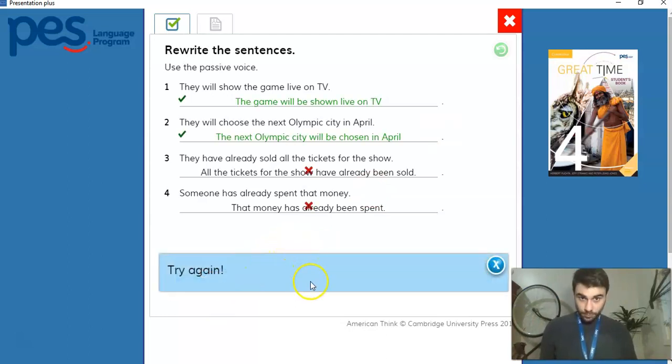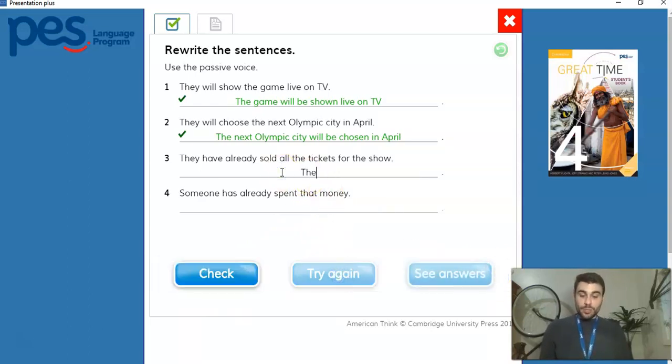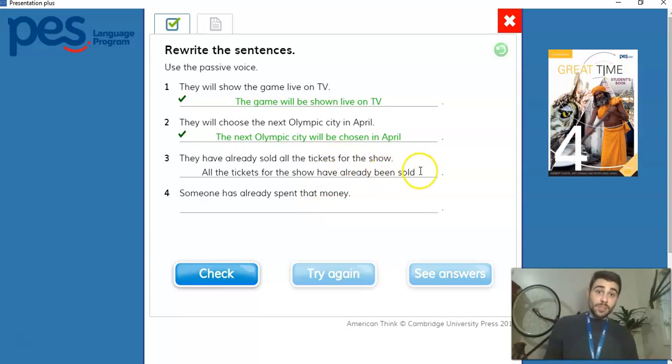Wow. Let's see. Here I know what's the problem. Here was the verb. I forgot to put the end. So, all the tickets for the show have already been sold. They have already sold all the tickets for the show. So all the tickets for the show have already been sold.